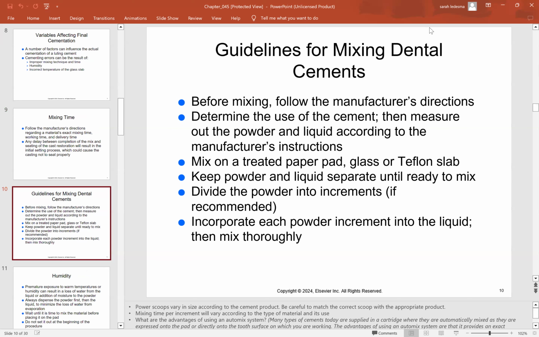So guidelines for mixing dental cements include, before mixing, we're going to follow the manufacturer's directions to determine the use of cement and then measure out the powder and liquid according to those directions. We'll mix on treated paper pad, glass, or on our Teflon slab. We'll keep the powder and liquid separate until we're ready to start that mix. We're also going to divide our powder into increments if that is recommended in the instructions, and we'll incorporate each powder increment into the liquid, and we're going to mix thoroughly.